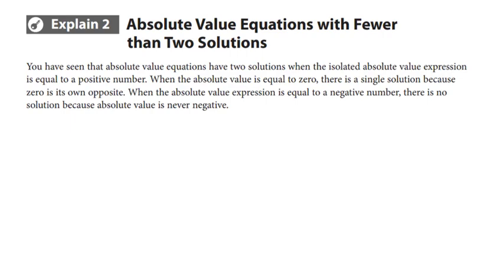Next, explain two absolute value equations with fewer than 2 solutions. Okay, we've seen that we can have 2 solutions. And then we have the second sentence. When the absolute value is equal to 0, there is a single solution. When the absolute value expression is equal to a negative number, there is no solution. And we demonstrated that graphically when we did reflect 2, what that looked like graphically.